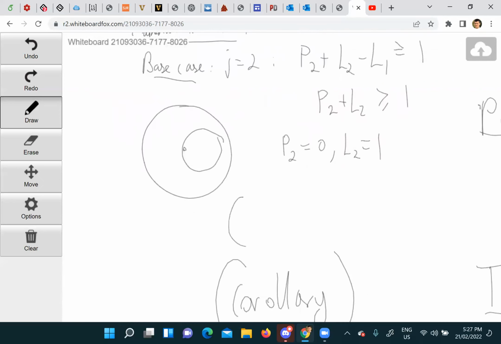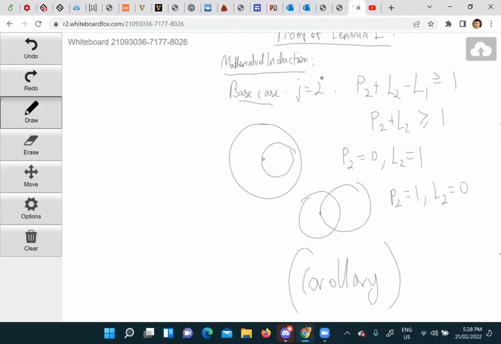What are the other cases? It could go outside like that. Point loss is 1, which automatically proves it. P2 is 1, and L2 is 0. That makes sense, because L2 is just the level of how nested it is, and it's not nested at all. And P2 is 1, because it lost 1 point from not being nested. So it's true, so we proved the base case.